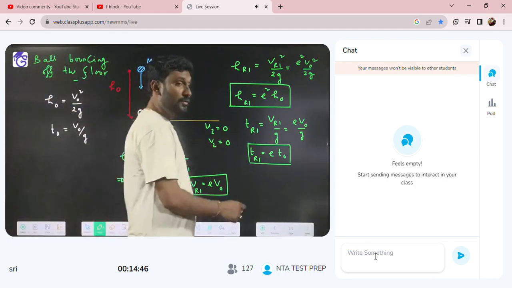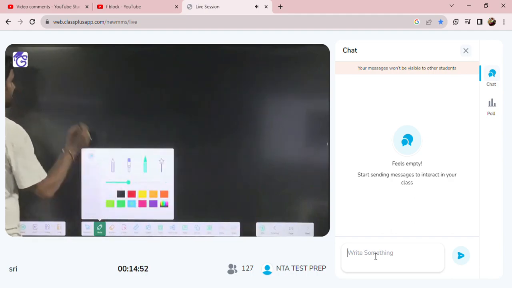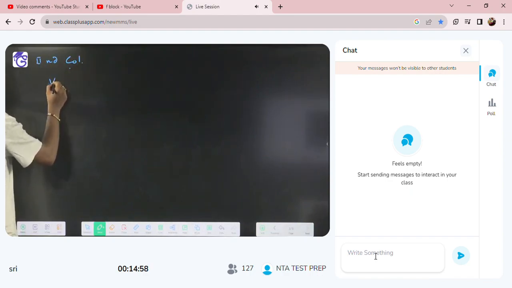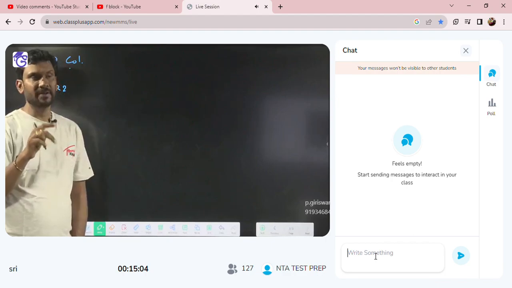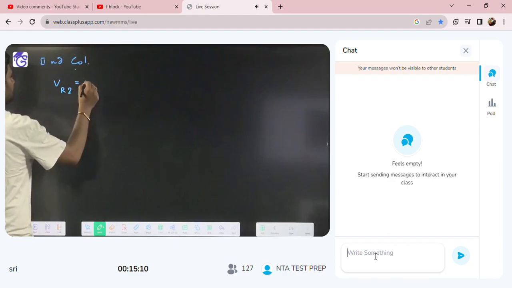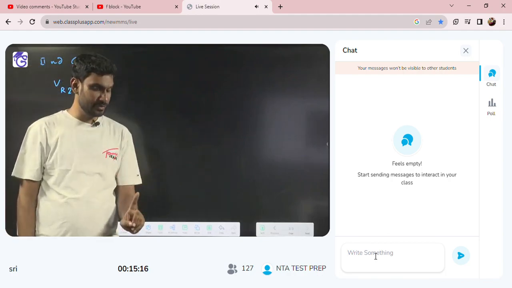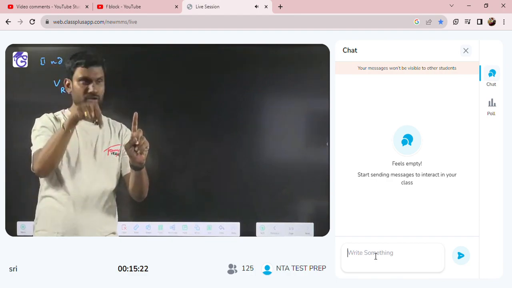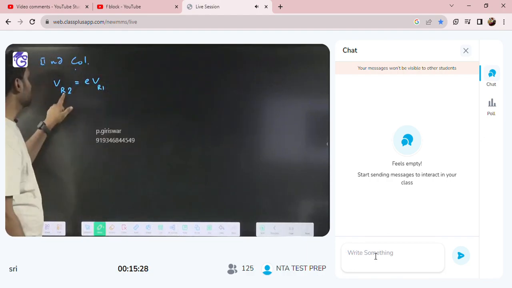So next you go for the second collision. If I move on to the second collision, how will I write VR2? R means rebounding, 2 refers to the second collision. So VR2 is equal to, what can I write? E into VR1. For the second collision, VR1 is the velocity with which it took off from the surface. While coming for the second collision, it will attain the same velocity. So just before hitting the ground, it will have VR1. After hitting the ground for the second time, the velocity is VR2.